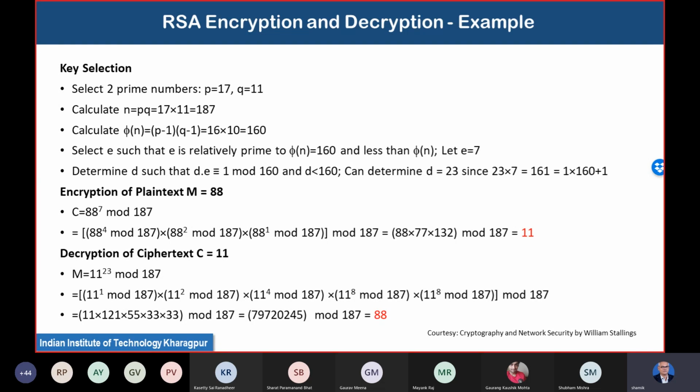Now we can see that D equal to 23 satisfies, because 23 into 7 equals 161, which is 1 mod 160, right? So 23 does satisfy the requirement for D. So now what we have is E equal to 7 and D equal to 23. So suppose I am denoting this.